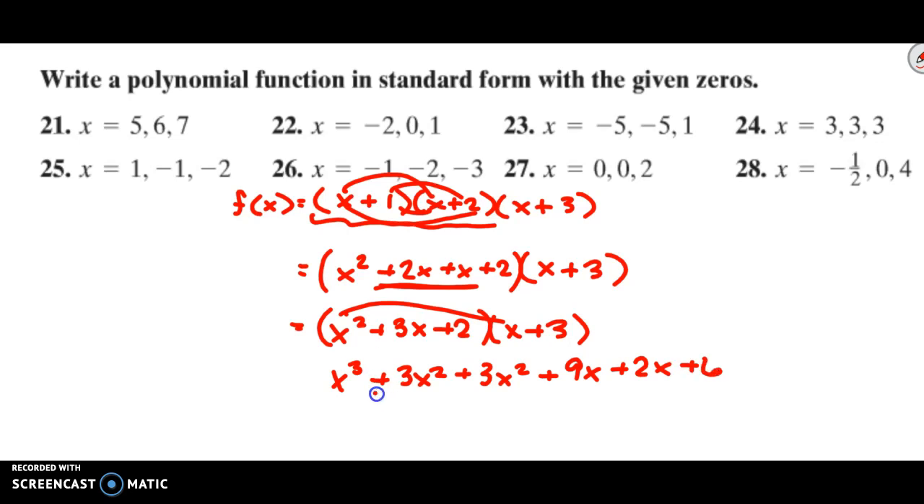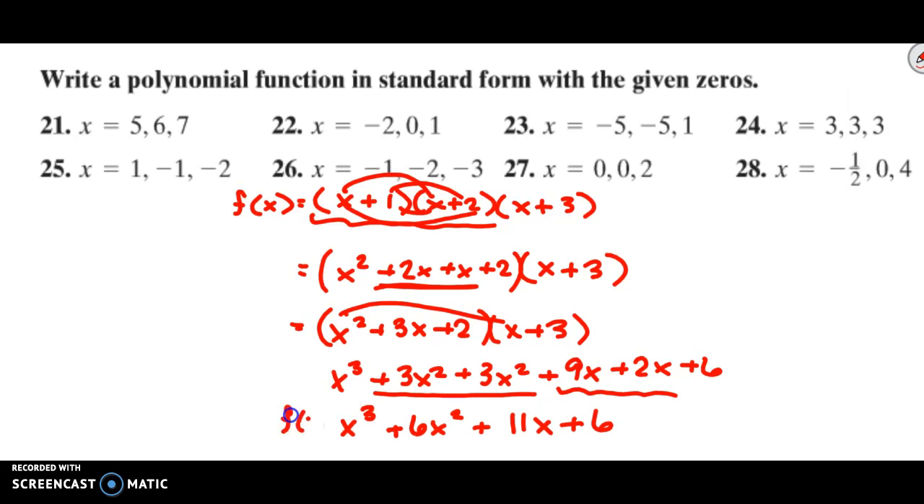All right, and now I need to combine like terms. So we have 3x squared and 3x squared, and 9x and 2x. So then this is going to give us x cubed plus 6x squared plus 11x plus 6. And this would be your final answer.